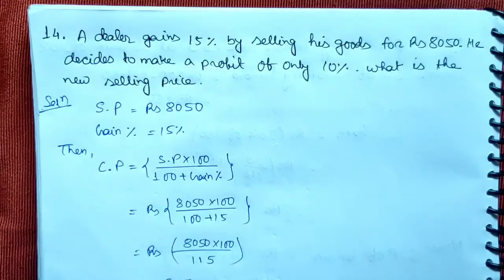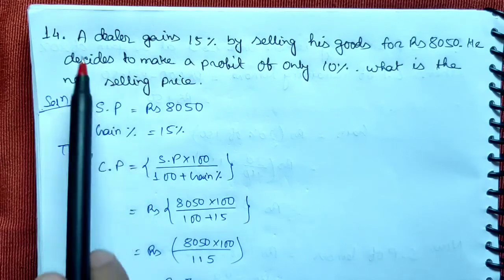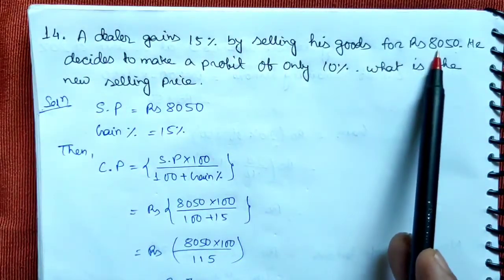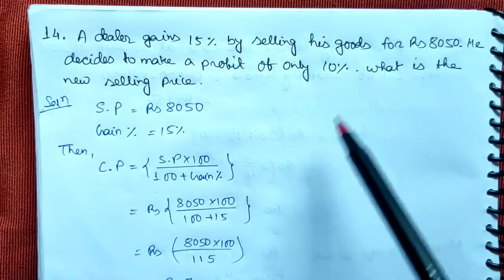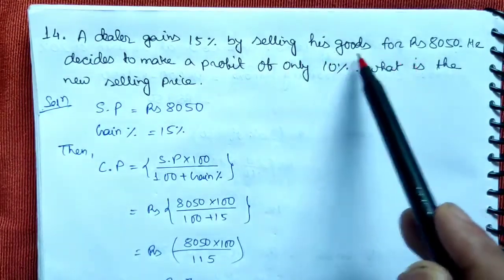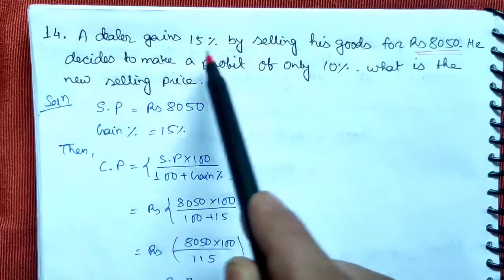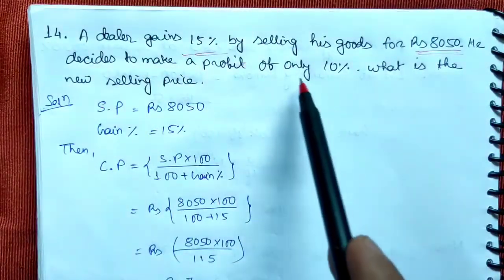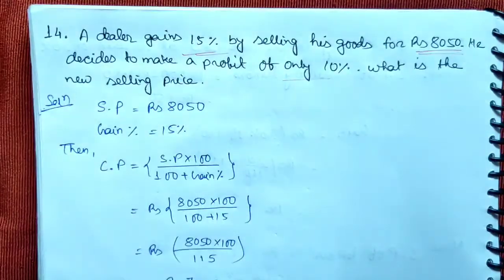Okay, now let's move to our next question, that is question number 14. Here a dealer gains 15% by selling his goods for rupees 8050. Okay, he sold his goods for rupees 8050 and gained 15%. Now he decides to make a profit of only 10%. What is his new selling price?